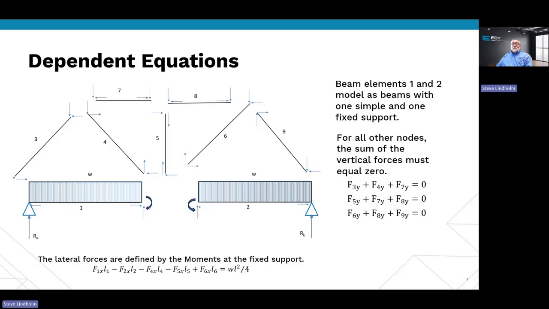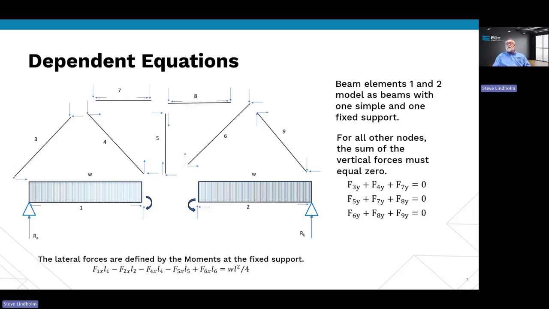The common node between elements 1 and 2 and elements 4, 5, and 6, as you'll see, is the fixed end. For each node, the forces are broken into their vertical and horizontal components. Written here are the beam formulae to solve the vertical force for one simple and one fixed support. The vertical forces for the other beams must sum to 0 for the internal reactions to balance.